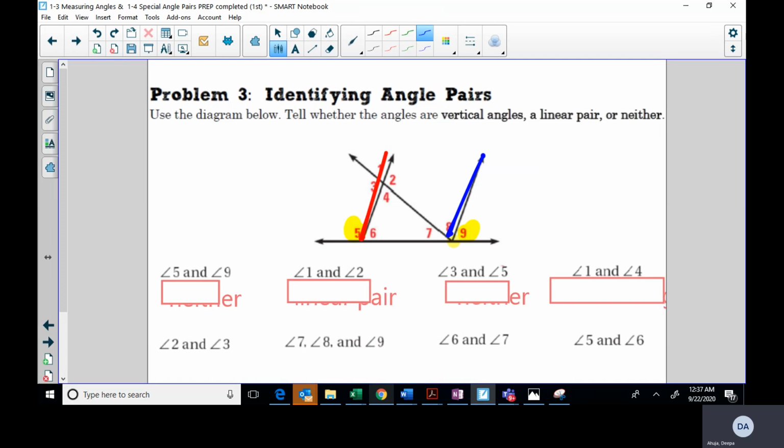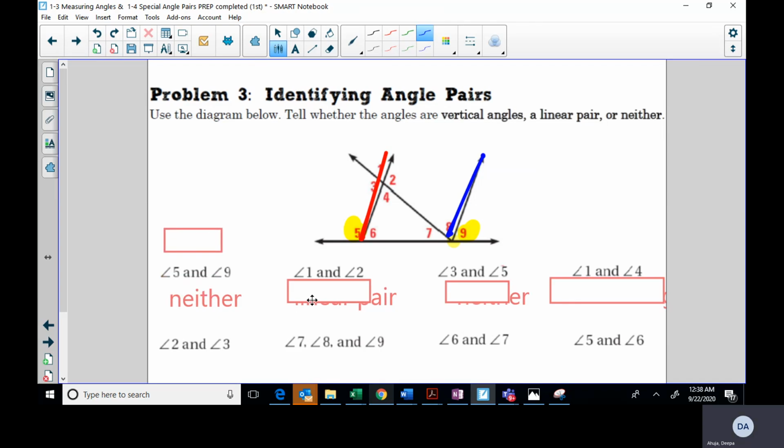Do they have anything in common? Is there any side where we can see two colors? No, one has a separate red color, one has blue color. So there is no common side. Angle 5 and 9 are neither. They are neither vertical angles, nor a linear pair.